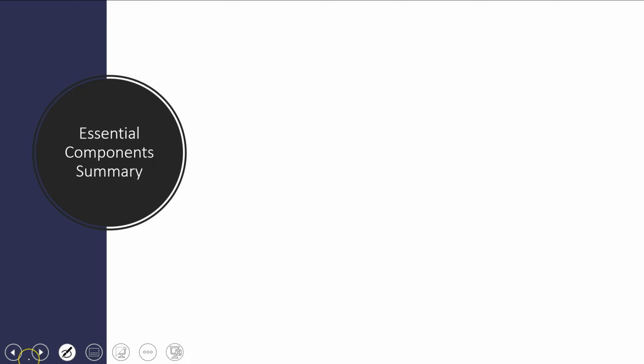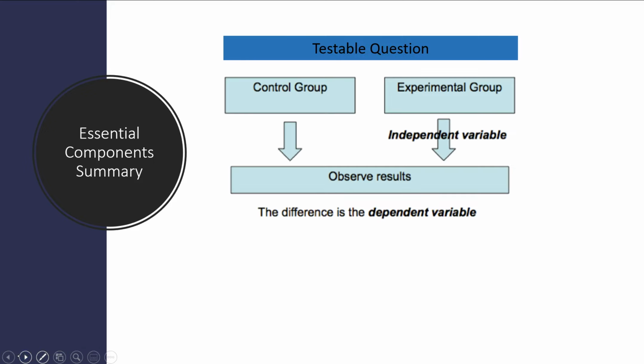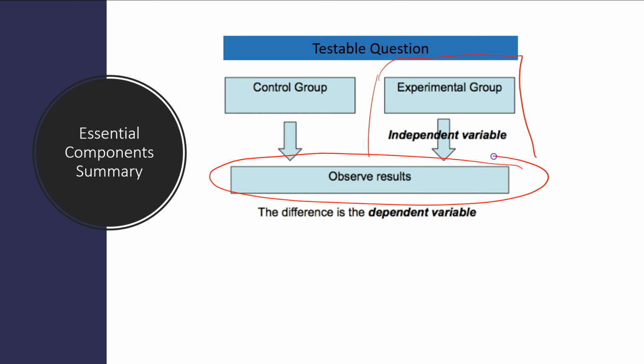All right. And so we ended last video right around here where we just talked about a summary of how we do things, right? So we had a testable question. We have a control group, which is an unaltered sample, so in this case, a group of tomato plants that we don't add anything to the soil, right? Then we have our experimental group, which has an independent variable change to their system. We observe the results of all of them, right? Then we measure that difference as a dependent variable.